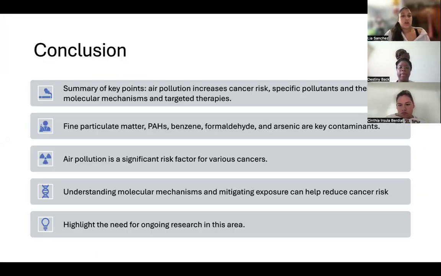So in conclusion, air pollution increases the cancer risk. Specific pollutants and their impacts, molecular mechanisms, and targeted therapies: fine particulate matter, PAHs, benzene, formaldehyde, and arsenic are key contaminants. Air pollution is a significant risk factor for various cancers, and understanding molecular mechanisms and mitigating exposure can help reduce cancer risk. And we also highlighted the need for ongoing research within this area.